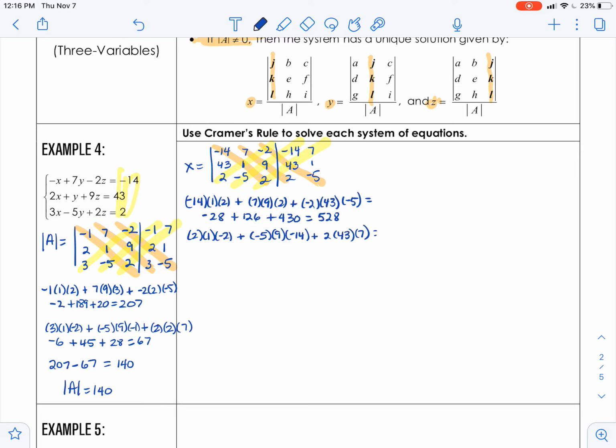2 times... oh, I guess I need to do that in my calculator. Duh. Let's see, and that would be a plus, so I've got 45 times 14. Again, watch your signs, and then I have 14 times 43. Okay, and let's put those all together.